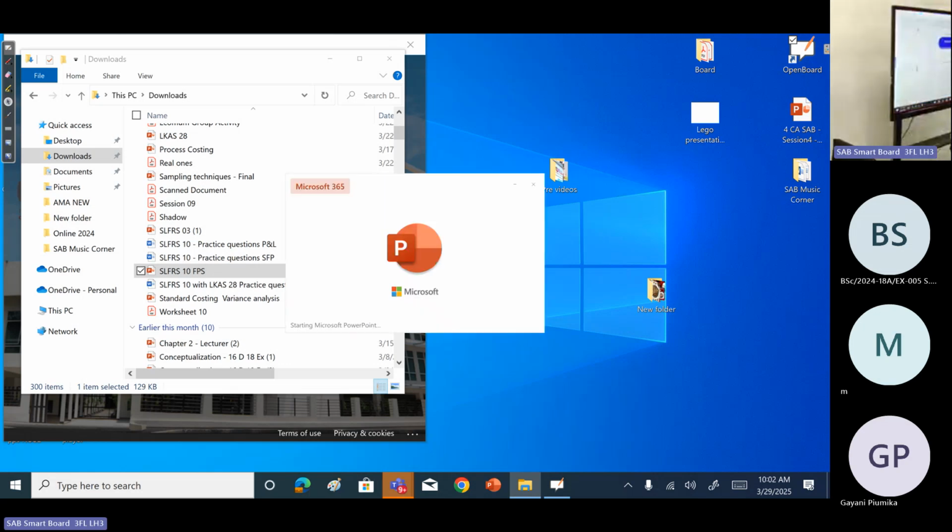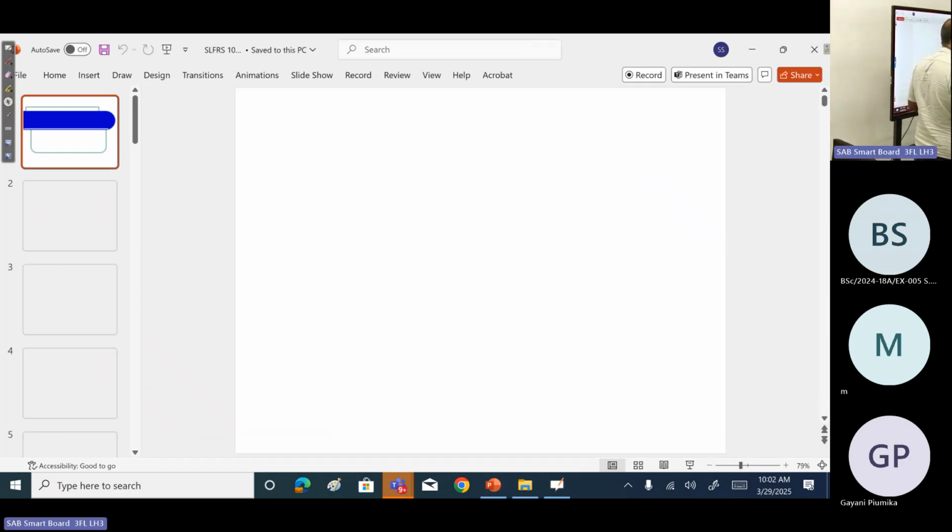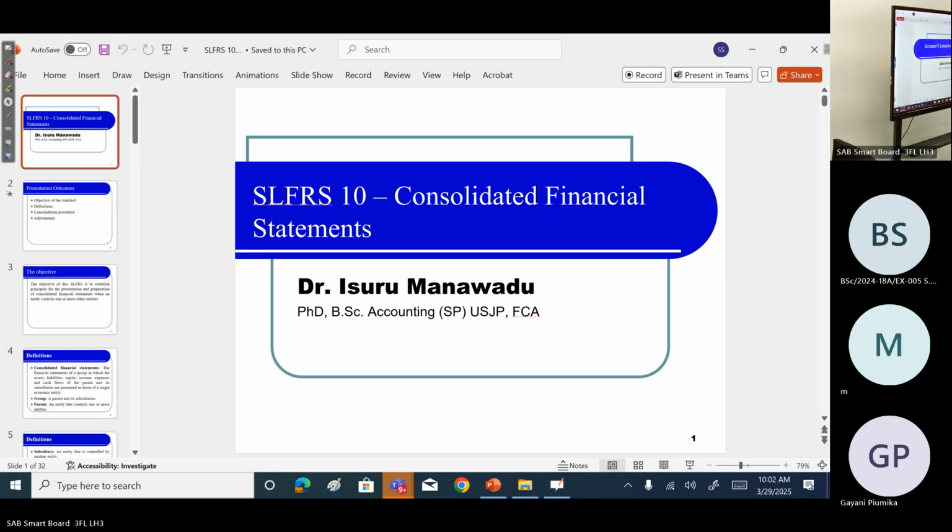Now we should know how to prepare consolidated financial statement. What is the standard? SLFRS. Take 2 pages. In the middle, you could write SLFRS 10, consolidated financial statements.